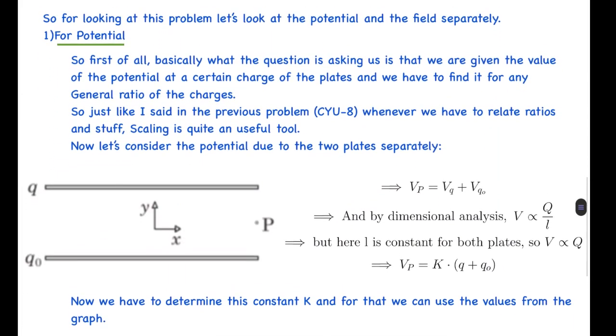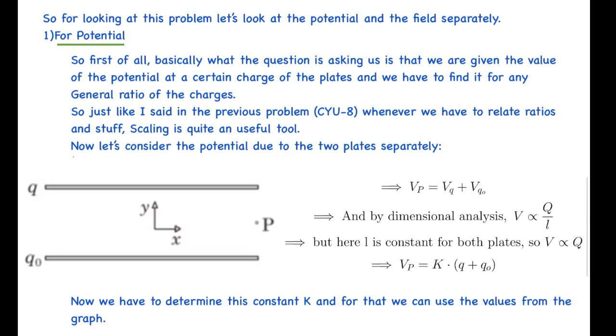So for looking at this problem, let's look at the potential and the field separately. For potential, first of all, what the question is asking us is that we are given the value of the potential at certain charge of the plates, and we have to find it for any general ratio of the charges. Just like I said in the previous problem, in Check Your Understanding question 8, whenever we have to relate ratios, scaling is quite a useful tool in many cases. So now let's look at this. How can we apply scaling here?